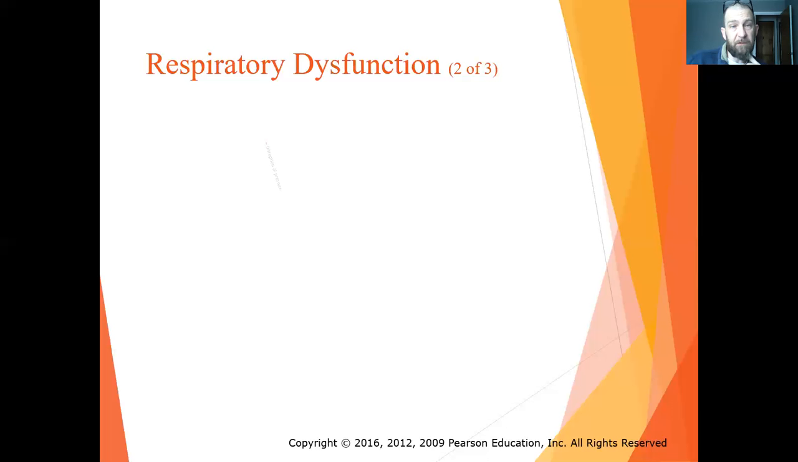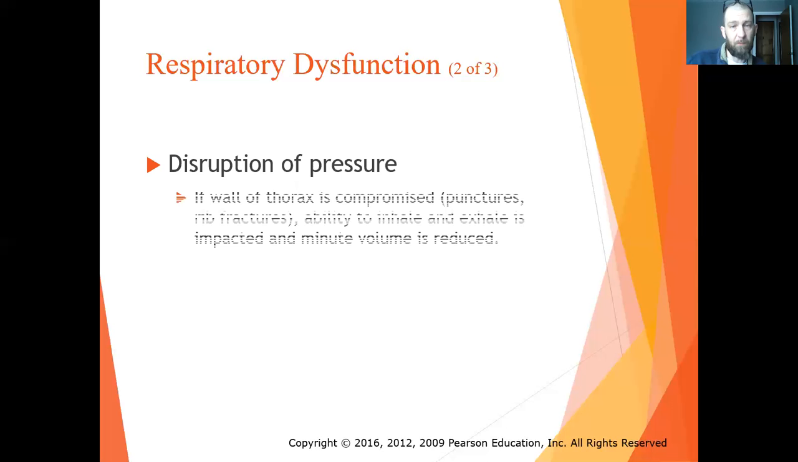The second way to disrupt respiratory function is to disrupt the pressure. What this means is that there's going to be either a problem with the chest wall itself, or we have rib fractures or punctures in the lungs or something like that.